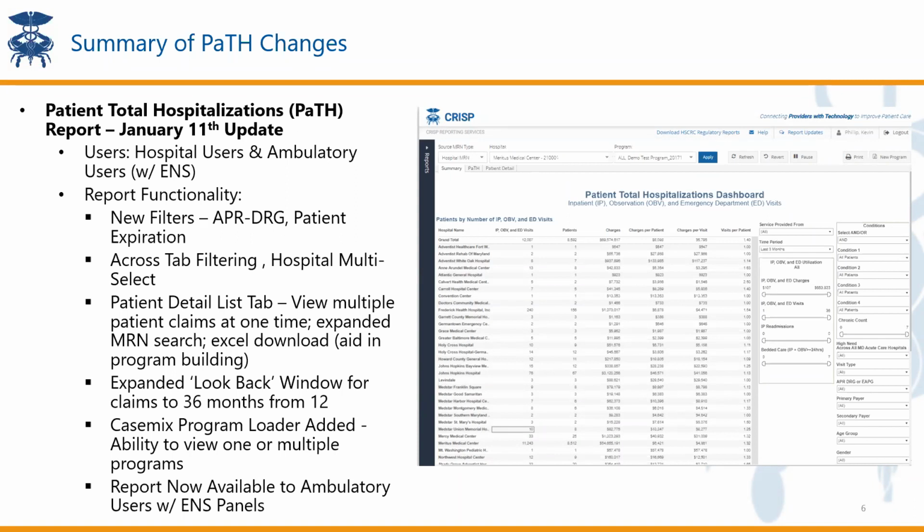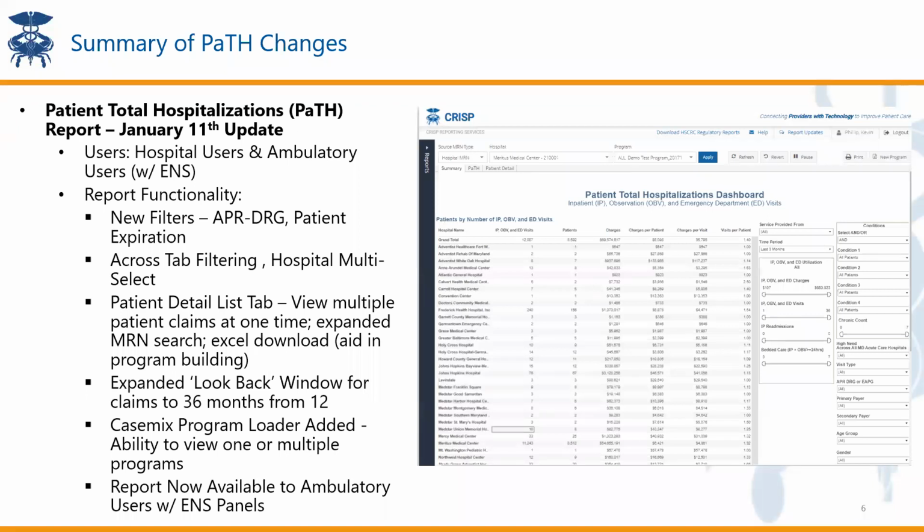We expanded the use of our patient detail tab. So you can view multiple patient claims at one time, expanded the MRN search, and enhanced the Excel download capability so that you'll be able to not only query the data how you wish in Excel, but also to help you aid in building a program that you could submit to view in PaTH or in the pre-post tool, which we'll cover.